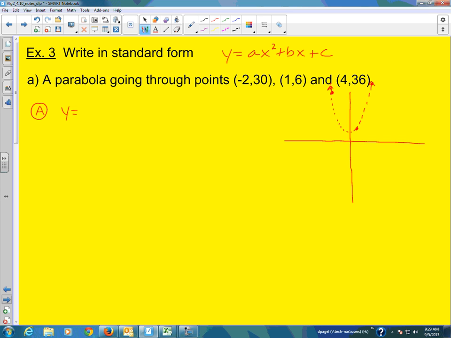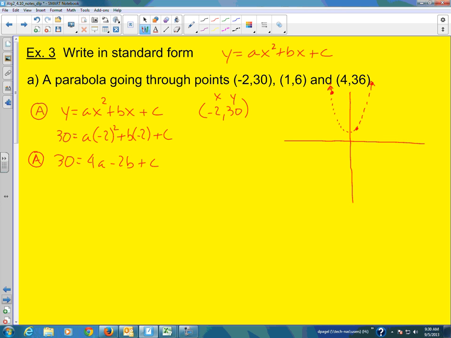Equation A starts with the generic form, and what we do is we use the points, and we're going to use the point negative 2, 30. Those again are my x and my y, and I'm going to plug those into this equation here. So I get 30 is equal to a times negative 2 squared plus b times negative 2 plus c. Simplifying all this, we get 4a minus 2b plus c. And this is what we will call equation A. And we're going to do this now for each of my coordinates.